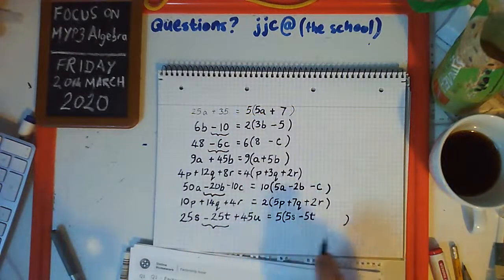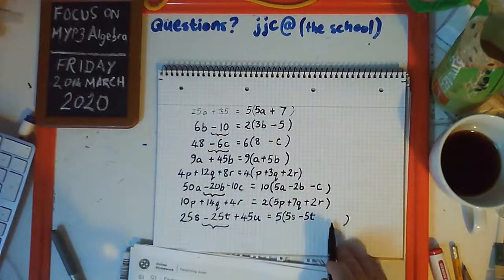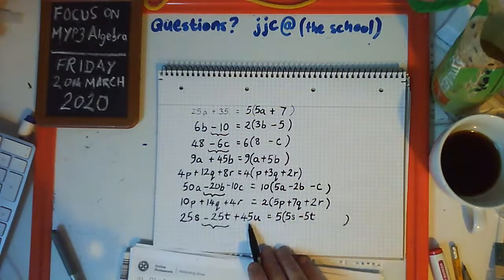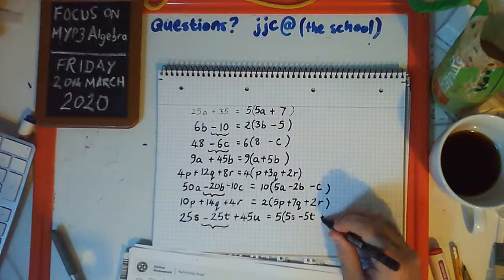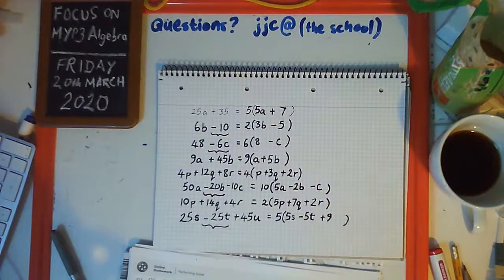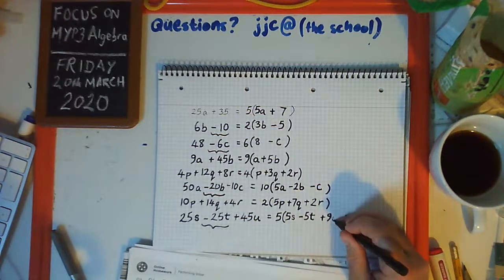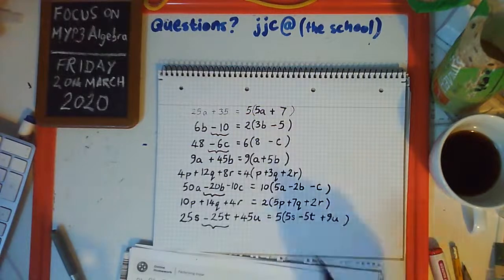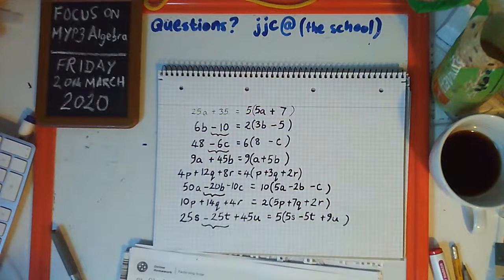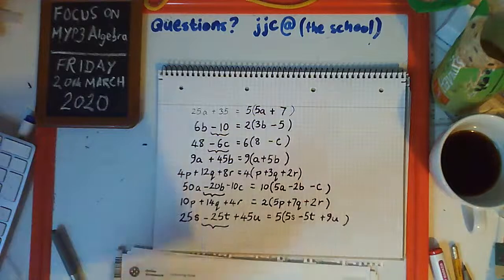And then the last term, 5 times what will give me 45u? Okay, so 5 times 9 will give me 45. So 5 times 9u will give me 45u. So that's that block dealt with.